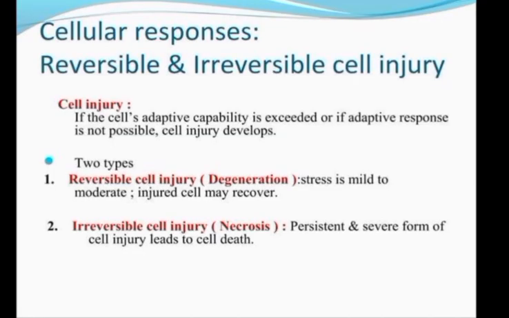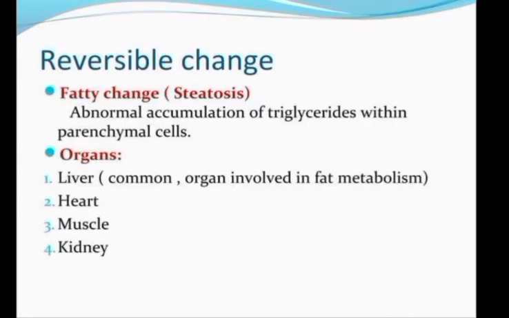In cell injury, there are two types: one is reversible cell injury, and the second is irreversible cell injury. In reversible cell injury, when the stress is mild or moderate, the injured cells will recover and turn back to normal. But in irreversible cell injury, there is a persistent and severe form of injury, so that it may lead to death of the cell, like necrosis or apoptosis.